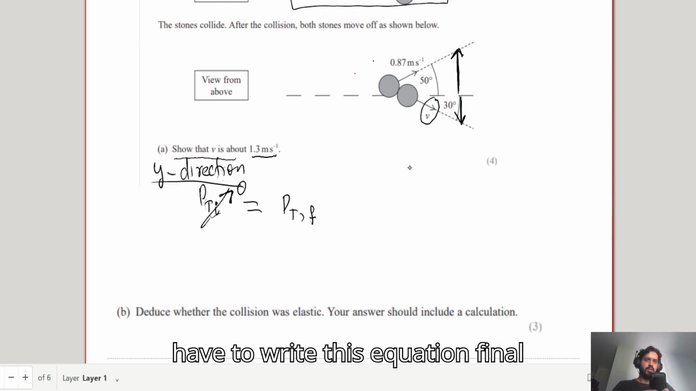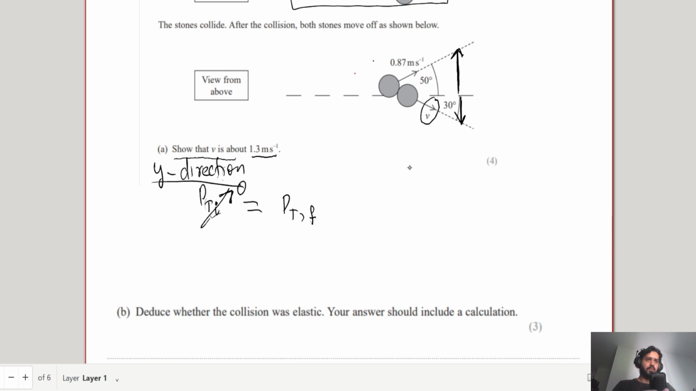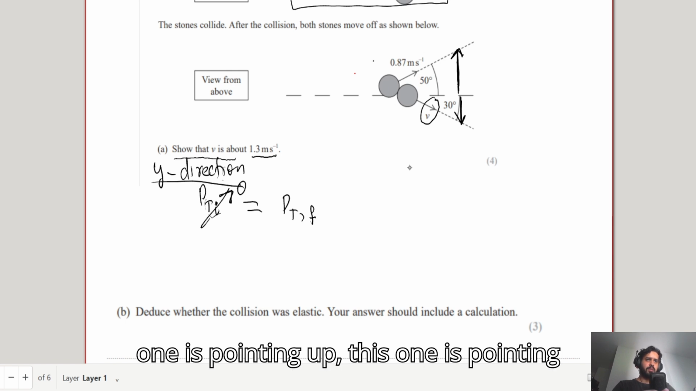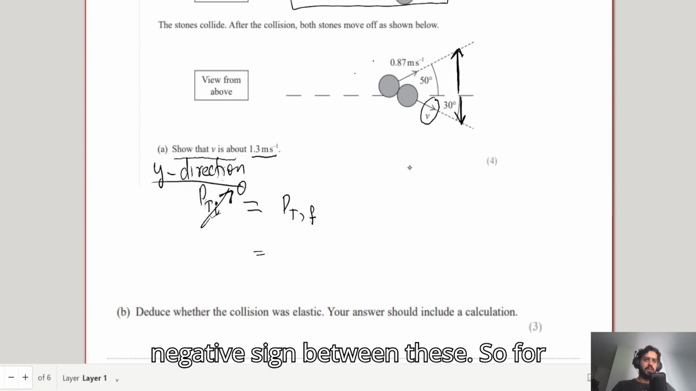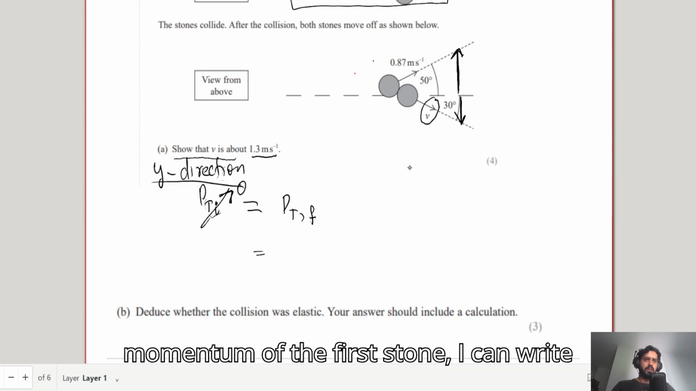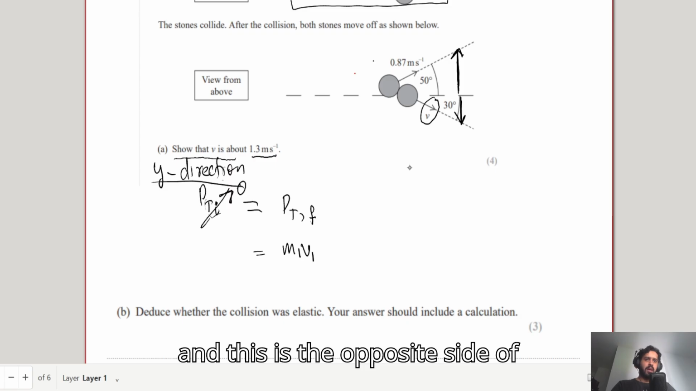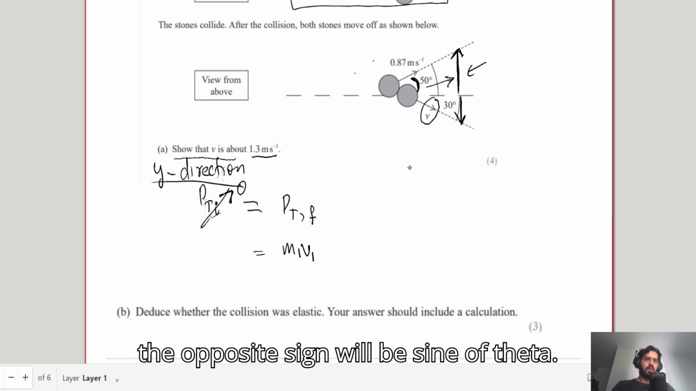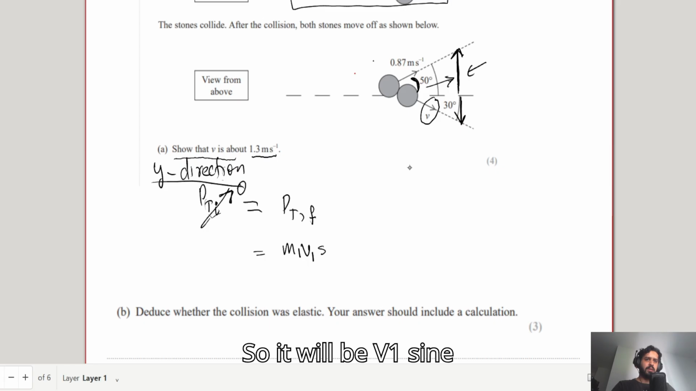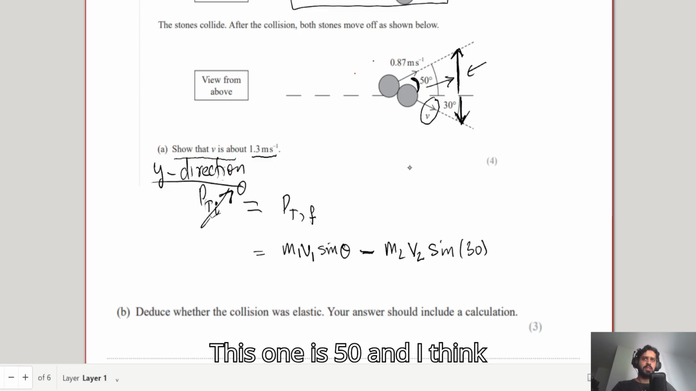We just have to write this equation, final momentum, but remember, again, momentum is a vector quantity. So this one is pointing up, this one is pointing down. So there will be a relative negative sign between these. So for momentum of the first stone, I can write m1 v1, and this is the opposite side of this triangle. This is the angle theta. So the opposite side will be sine of theta. So it will be v1 sine of theta. And then minus, remember, not plus, but minus, because this one is pointing down, m2 v2 and sine of 30 degrees.